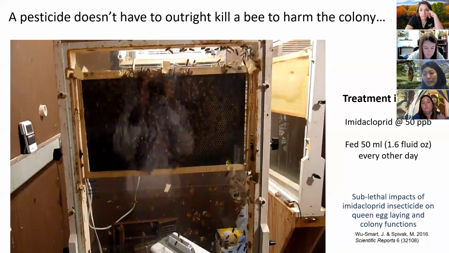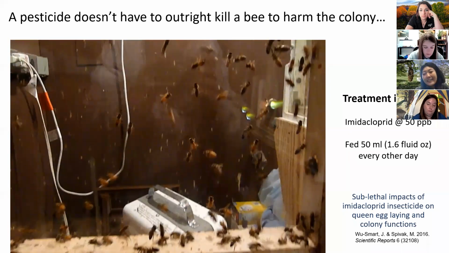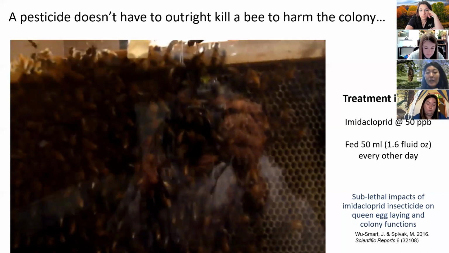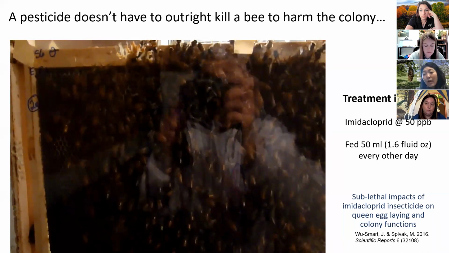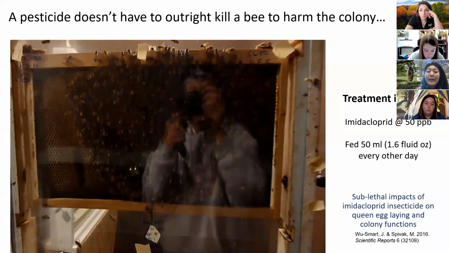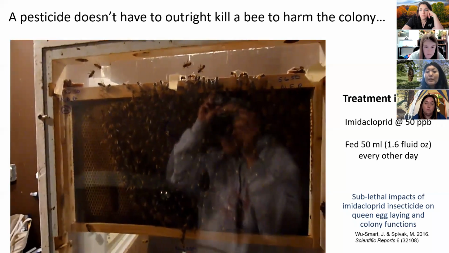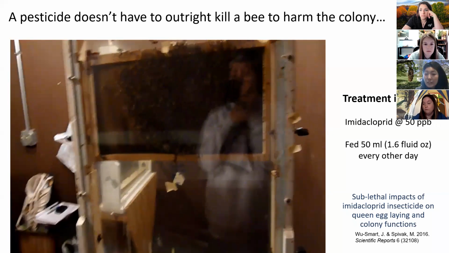This is a normal functioning small colony. You can see lots of bees, busy as can be, flying in and out of the hive, collecting resources. When I pan over to the other colony, this colony is given a very small dose of a pesticide-treated sugar syrup. And it's not enough to kill the bees, but you can certainly see that they're not functioning normally.